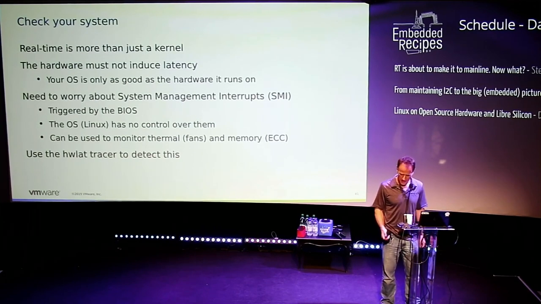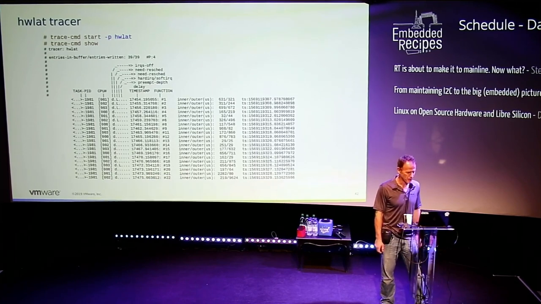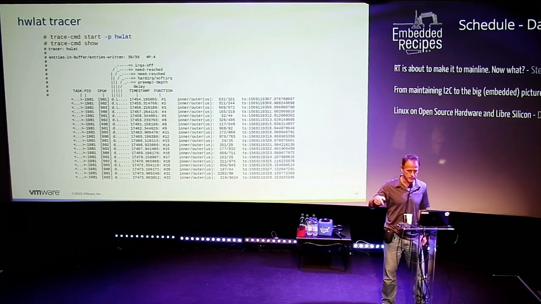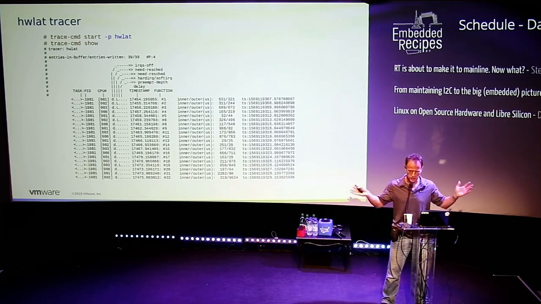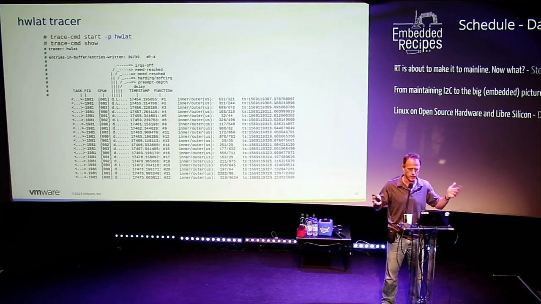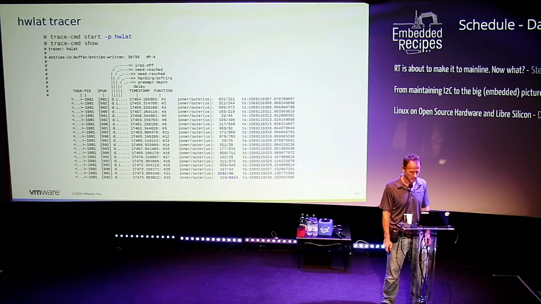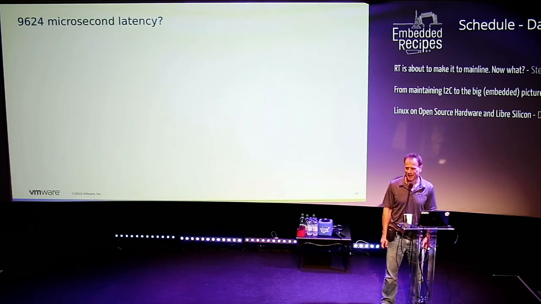So how do we find this? Well, we ran the hardware latency detector. Trace-cmd, by the way, is the front end to ftrace. You download it, and hopefully it's shipped there. You run trace-cmd start -p, which means plugin, but it's really tracer, hwlat, and then show, and it shows you the output. On this real-time kernel, this is what I got, in microseconds. I'm like, wow, that's almost a 10 microsecond latency.